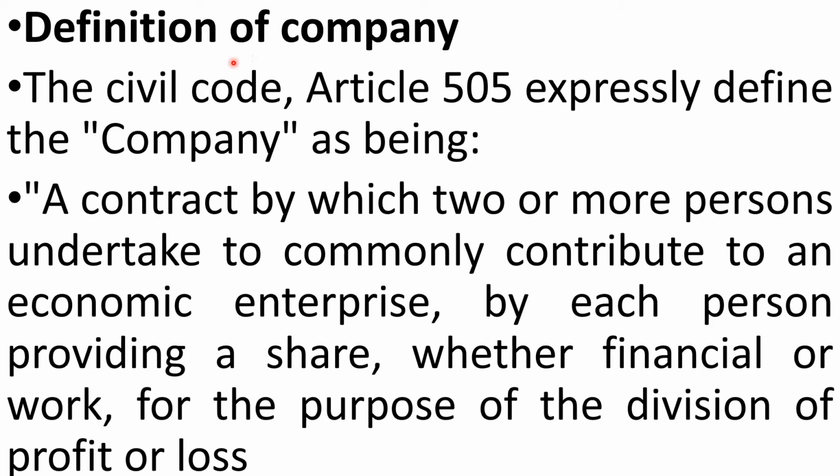A legal definition of company: Civil Code, Article 505, expressly defines the meaning of the company. Company means a contract by which two or more persons undertake to commonly contribute to an economic enterprise, each person providing a share, whether financial or work, for the purpose of the division of profit or loss. Article 505 only talks about the meaning of the company and no other meaning.